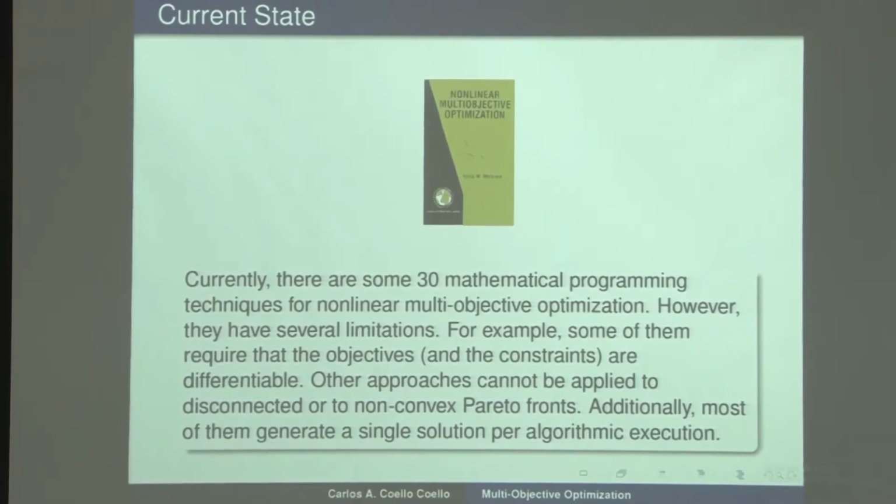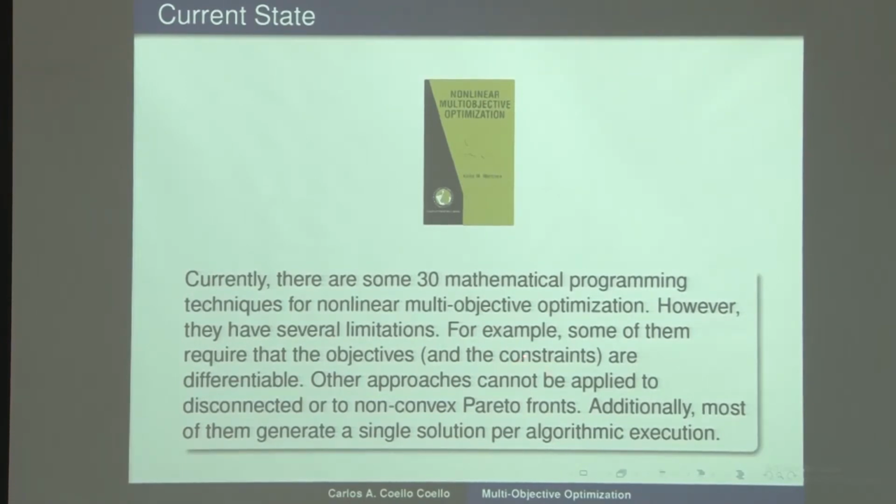And of course, there is a proposal because this book is a spin-off of Kaisa Miettinen's PhD thesis. She proposed a method called NIMBUS, which is described in the last part of the book, which is also very nice for nonlinear multi-objective optimization. But in general, these techniques have several limitations. The main one is that they tend to generate a single solution for each execution of the algorithm.